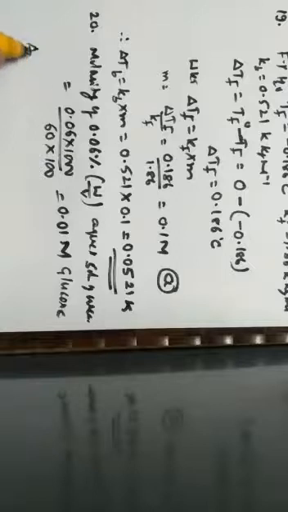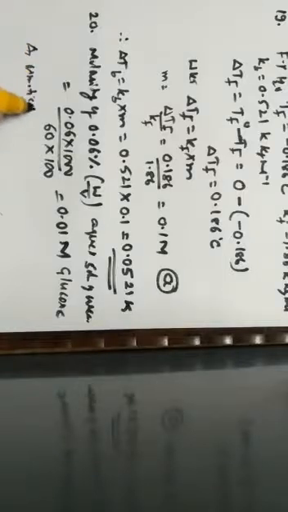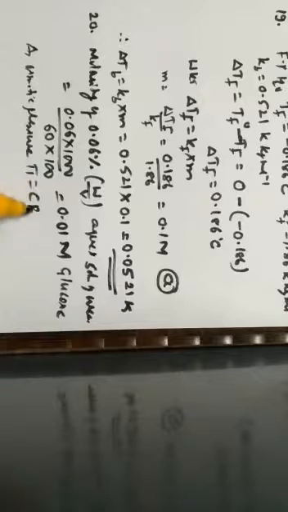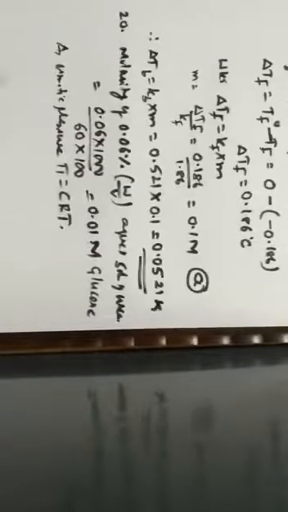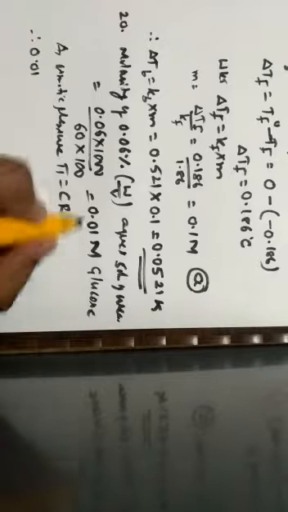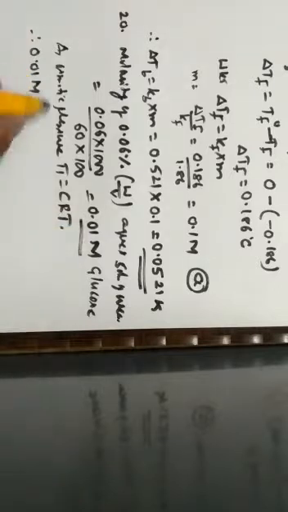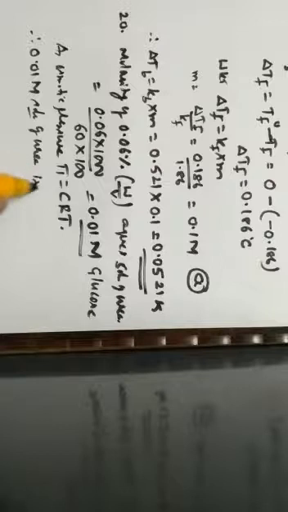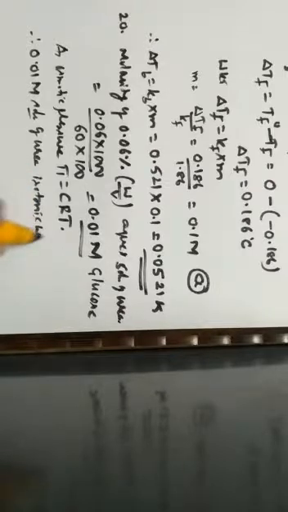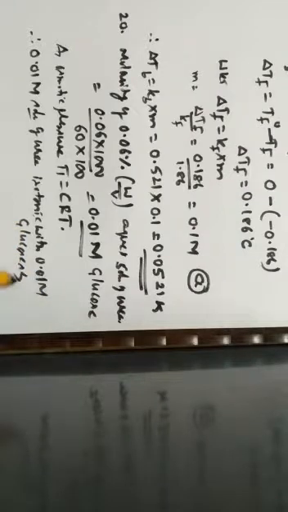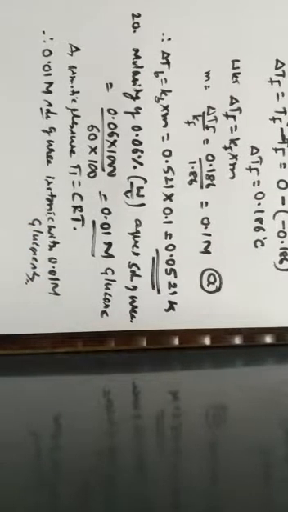As we know that osmotic pressure, pi is equal to C into R into T. Therefore, the concentration is 0.01 molar. Solution of urea will be isotonic with 0.01 molar glucose solution. Hence, the correct option for the given question is option D.